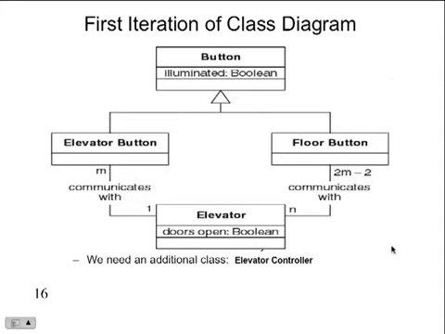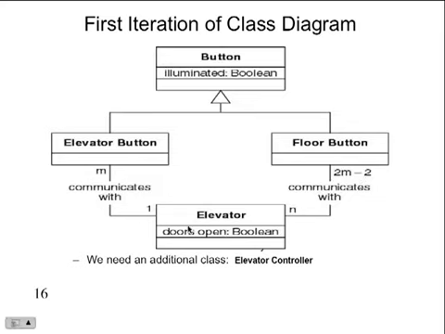You need additional classes because you need the elevator controller. So this is not what I would call a first iteration perfect diagram. No, you can't use this noun extraction technique to do this. In fact, none of these techniques actually give you a good diagram without some iteration, without repeating the steps again.